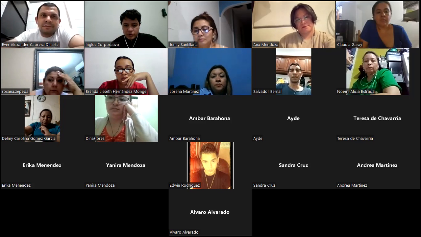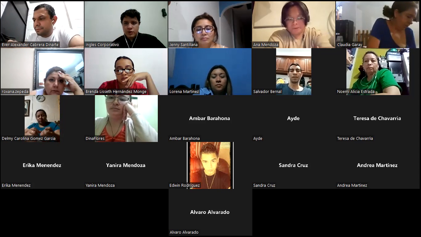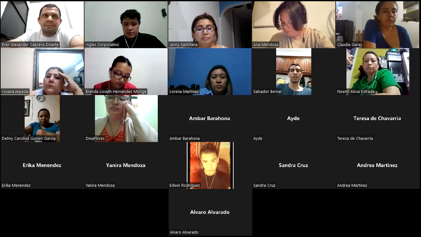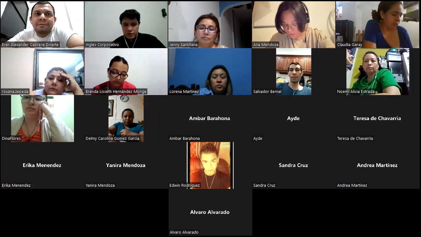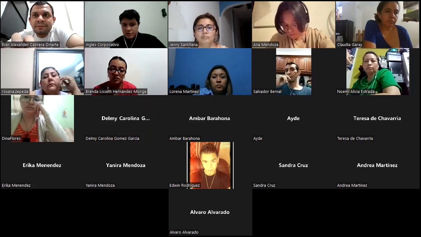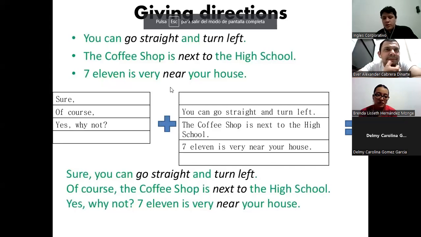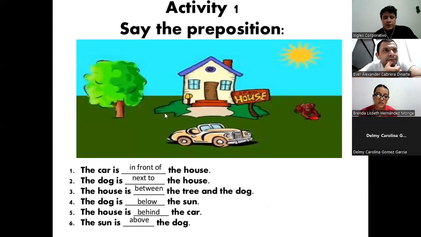Now I have something else for you. Let me show you the presentation we were in. So we were asking and giving directions. Now, if you see this activity, say the preposition. For example, the car is in front of the house. The dog is next to the house. The house is between the tree and the dog. The dog is below the sun.